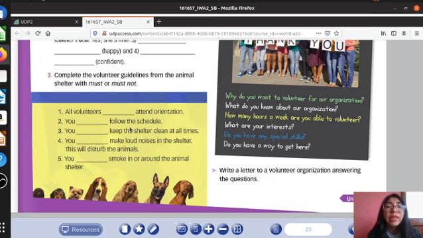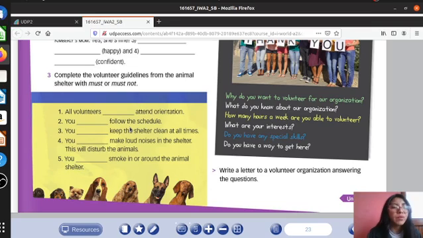Tú debes mantener el refugio limpio. Okay, there is a rule, an obligation. You make loud noise in the shelter. This will disturb the animals. In this case, there is a prohibition. So, you are going to use mustn't. You mustn't make loud noises in the shelter. Tú no debes hacer sonidos ruidosos en el refugio o sonidos muy altos.